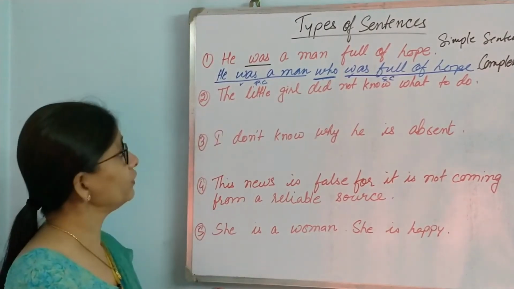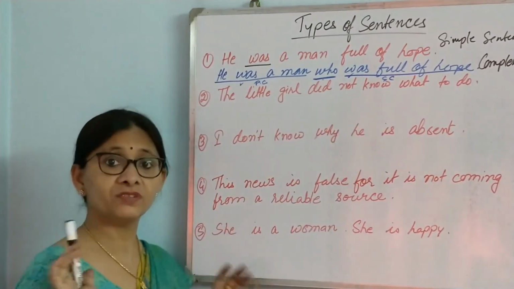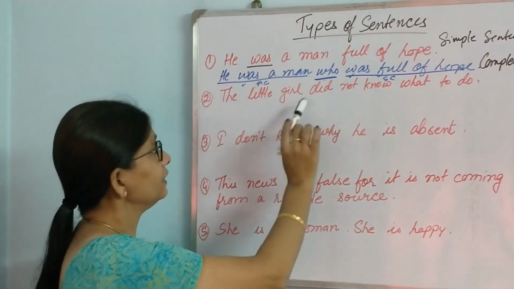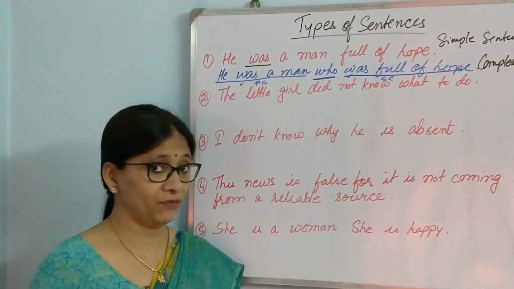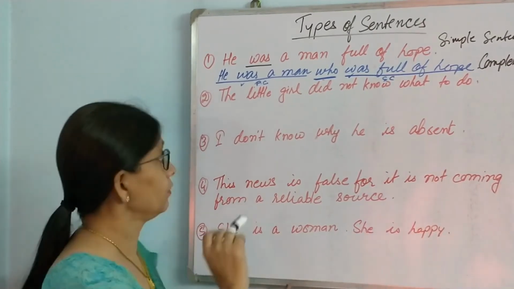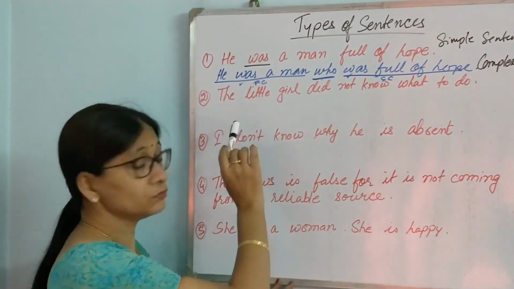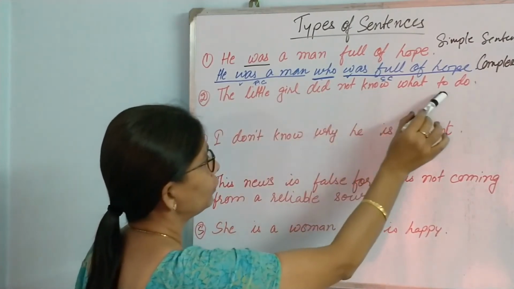Okay, let's go for the second one. The little girl did not know what to do. This is the sentence. The little girl did not know what to do. So we have to first know what kind of sentence it is. Let us find the verb first. The little girl did not know what to do.